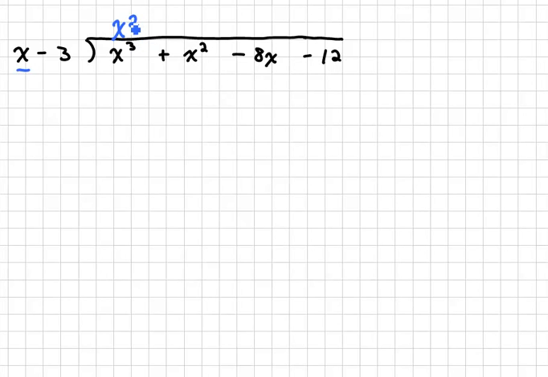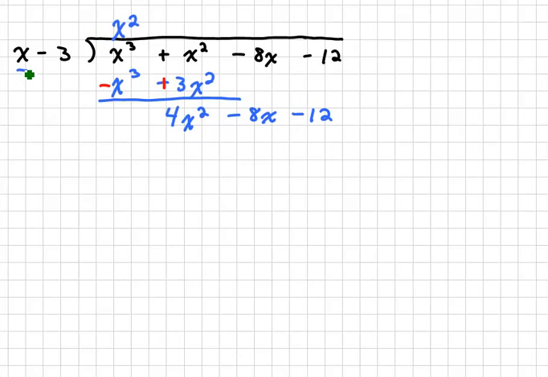So we're going to multiply. x squared times x is x cubed, and then x squared times minus 3 is minus 3x squared. If you remember in long division, we have to subtract these things. I tend to add the opposite, so I'm going to change the sign of both of these and then add. x cubed plus negative x cubed is 0, and then x squared plus 3x squared is 4x squared, and I'm going to bring down the other terms, minus 8x minus 12.